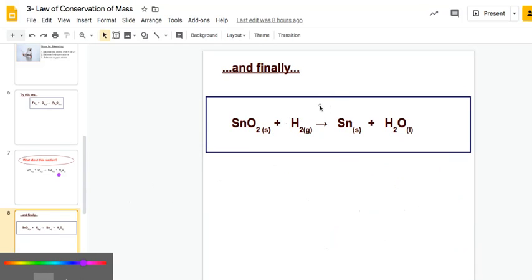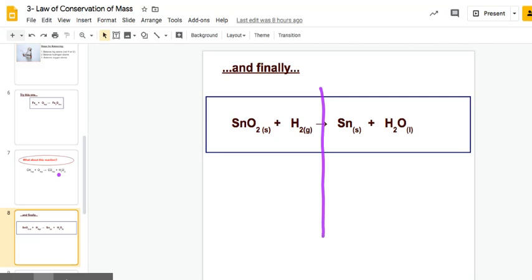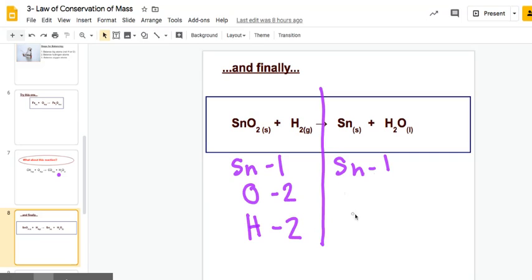If you're feeling confident at this point, you can pause the video and try it on your own and then check your answer. I'm going to keep going. So we have Sn. I have 1. Oxygen, I have 2. And hydrogens, I have 2. Tin, I have 1. Notice my hydrogen comes next. I like to put my elements that are the same across from each other for ease of balancing, just so I can look across. And oxygen, I have 1.